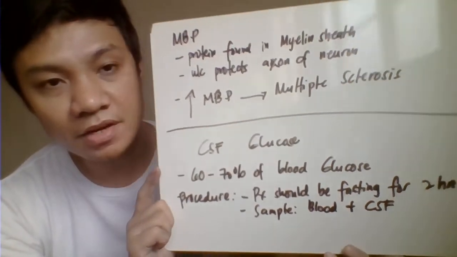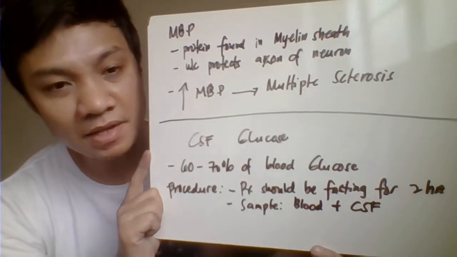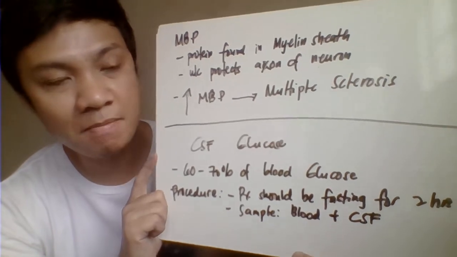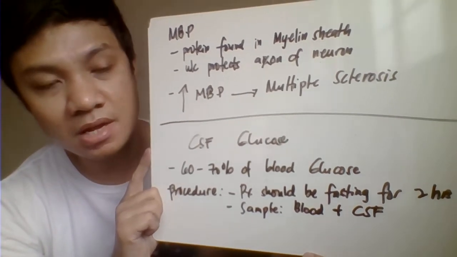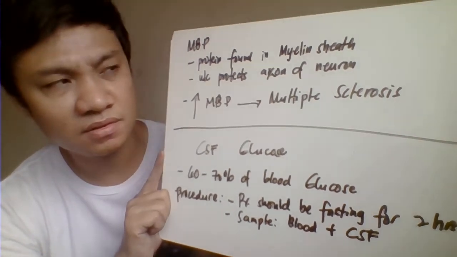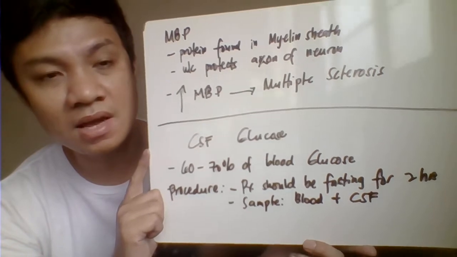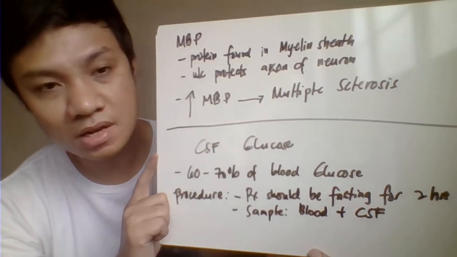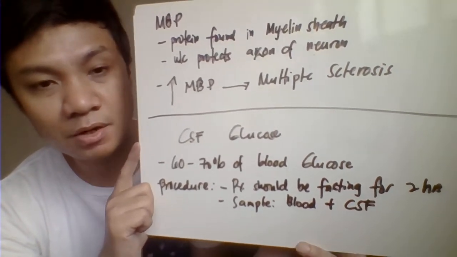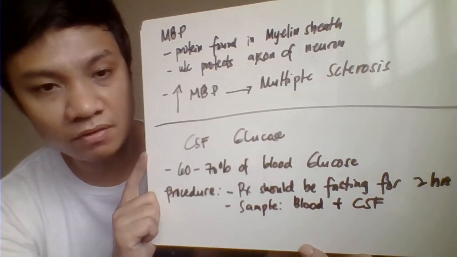Okay, the next one, we have here your MBP, your myelin basic protein. So myelin basic protein could be found in our myelin sheath. So the myelin sheath here is actually the one protecting the axon of your neurons. Okay, so increased myelin basic protein signifies here the destruction of your myelin sheath, and that might be related to your multiple sclerosis.